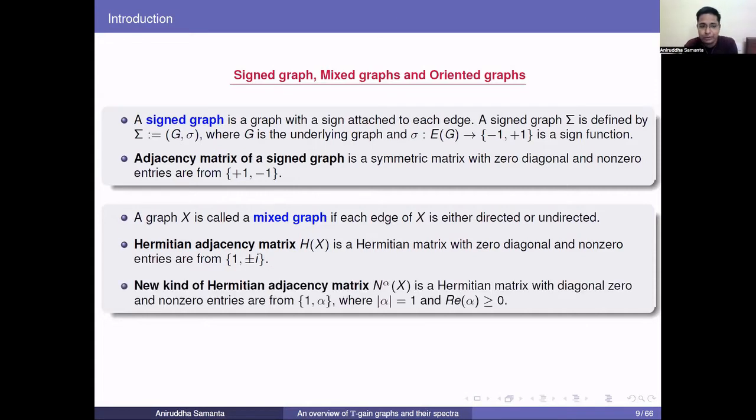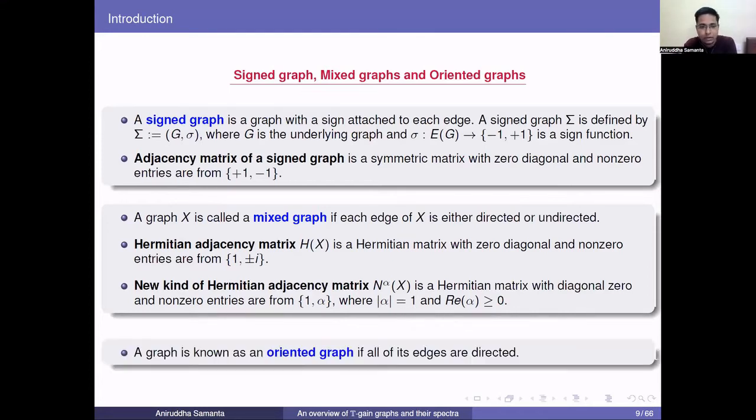Later, Mohr introduced another class of matrix, a new kind of Hermitian adjacency matrix, N alpha of X. If X, the mixed graph, is a simple graph, then this is a Hermitian matrix, its diagonals are 0, and its non-zero entries come from the set 1, alpha, where alpha is of modulus 1 and its real part is greater than or equal to 0. Now, a particular type of mixed graph is known as an oriented graph if all its edges are directed.